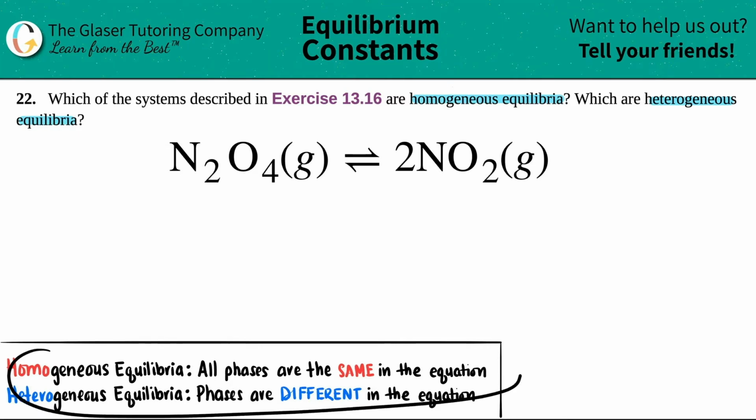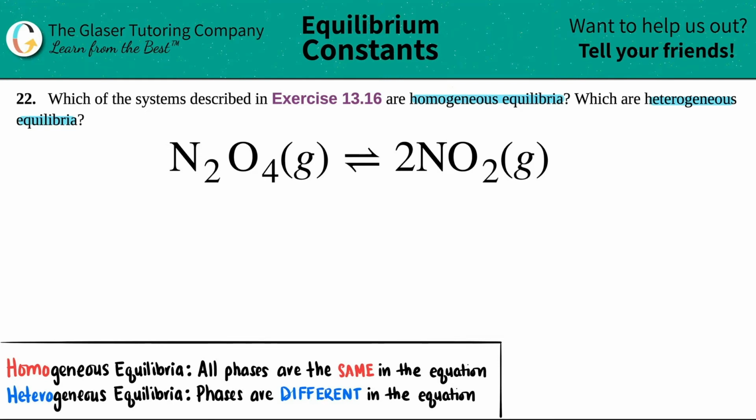Well, I wrote down the rules down here. They kind of go back to when we learned homogeneous and heterogeneous mixtures. The meanings are kind of the same. If you have a homogeneous equilibria, all of the phases are the same throughout the whole balanced equation. If you have a heterogeneous equilibrium, you got to see some differences in those phases in the balanced equation.